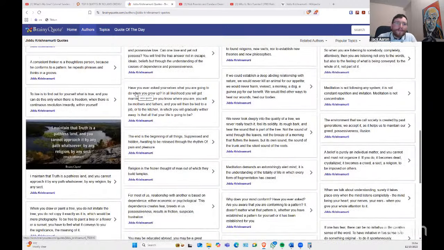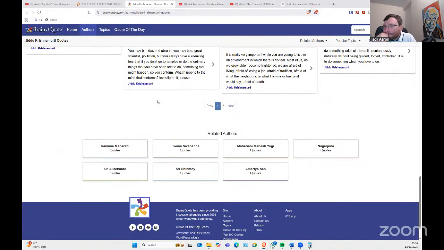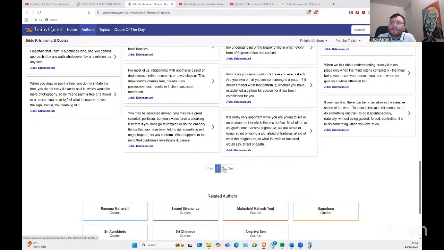A consistent thinker is a thoughtless person because he conforms to a pattern, he repeats phrases and thinks in the groove. This can come across as the rejection of introverted thinking with extroverted sensation. But I'm not sure.